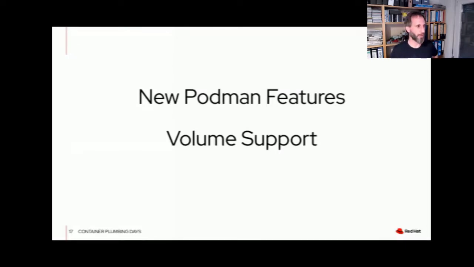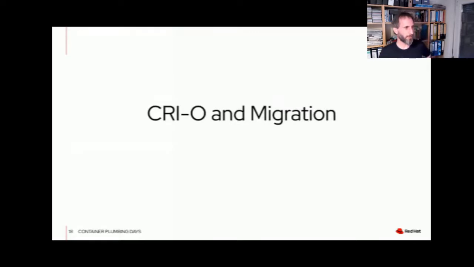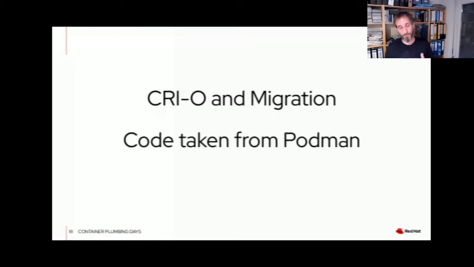And now to my last topic. This is about CRI-O and migration. Getting checkpoint restore into CRI-O is motivated by getting it somehow into Kubernetes. So the first step was to see if I can implement it in CRI-O. And what I did is I basically took all the code from Podman, which does checkpoint restore, and added it to CRI-O. And after some changes, it worked.